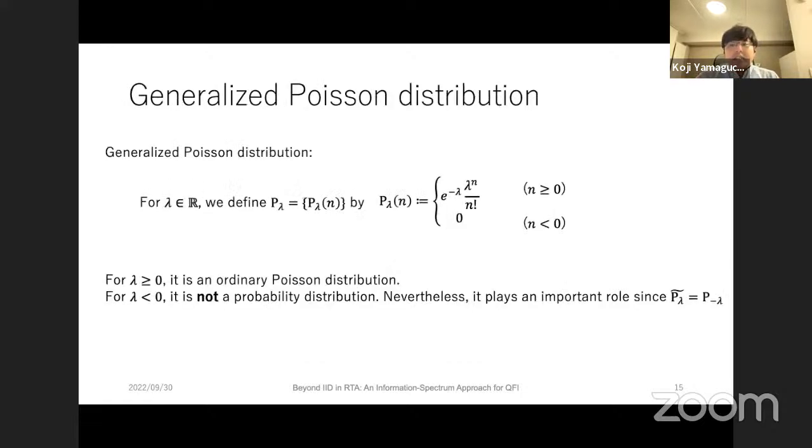Okay. So the last key element to construct the information spectrum method for the quantum Fisher information is the generalized Poisson distribution. For a real number lambda, we define p lambda by this equation. When lambda is non-negative, it is an ordinary Poisson distribution. On the other hand, when lambda is negative, this is not a probability distribution, since it becomes negative when n is an odd number. Nevertheless, it turns out that this quantity is of fundamental importance since p lambda tilde is given by p minus lambda.